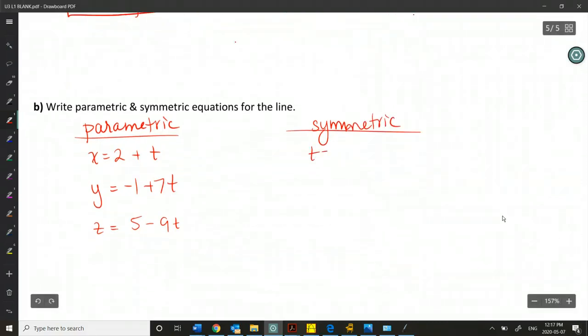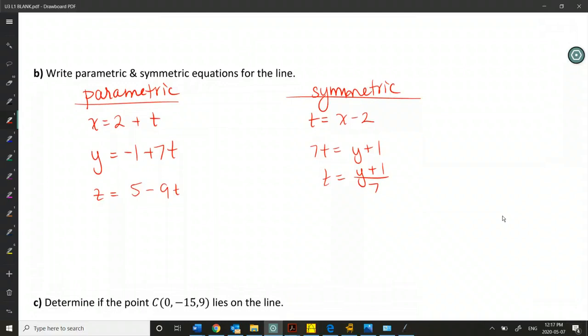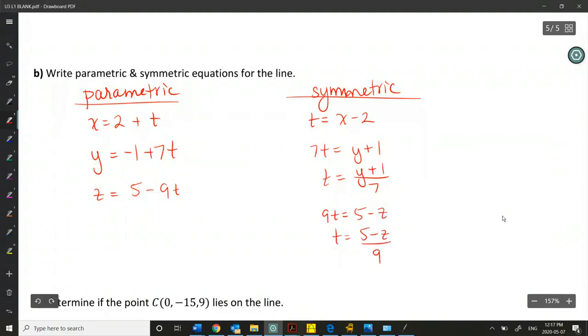Okay, and then rearranging each of these in order to find your symmetric equations. Basically we just want to get t by itself. So in order to do that, we'll move the 2 over here and we'll get x minus 2. For y, we're going to move the -1 over, we'll get +1, and then you need to divide out the 7. And for this one, I think what we'll do is we'll switch z and t. Usually I like to have t positive, and then we'll divide out 9. So we'll get t equals 5 minus z over 9.